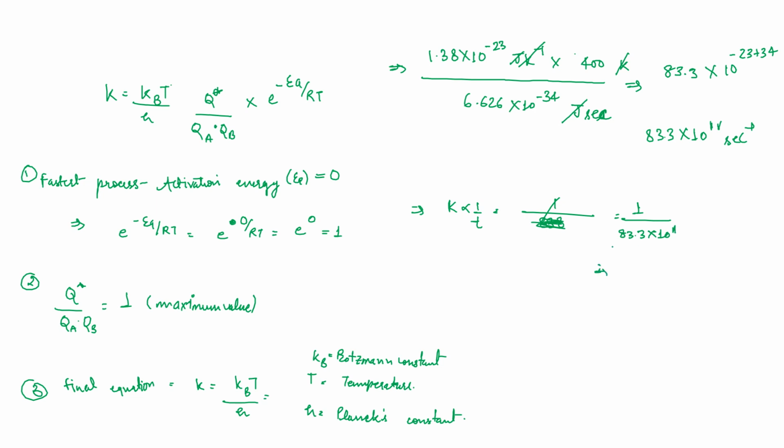Okay. So when you divide 1 by 83.3, it comes out to be 0.0120 into 10 to the power minus 11, right? Now when you write it, you can write just 120 into 10 to the power minus 15, right? And it has a unit of seconds, because it was second inverse and we have taken the reciprocal.